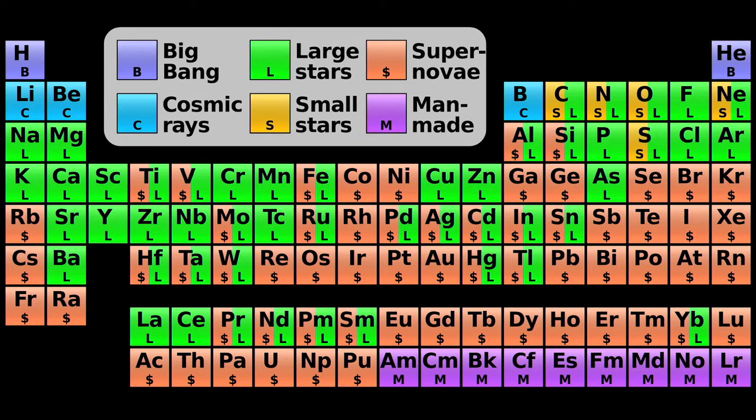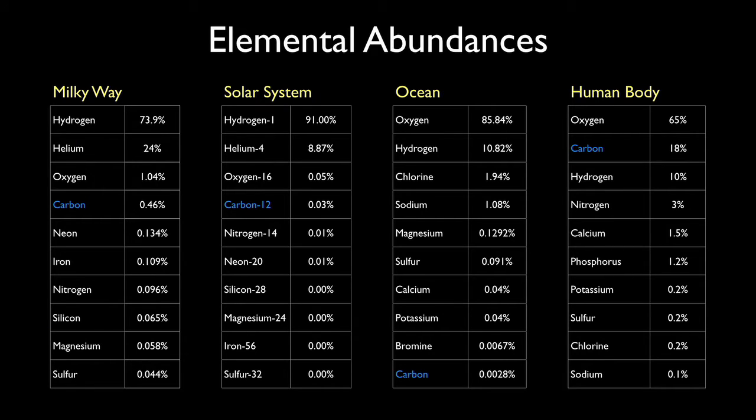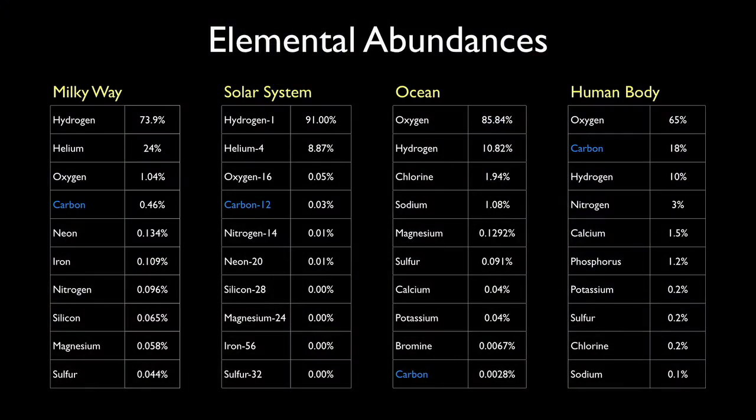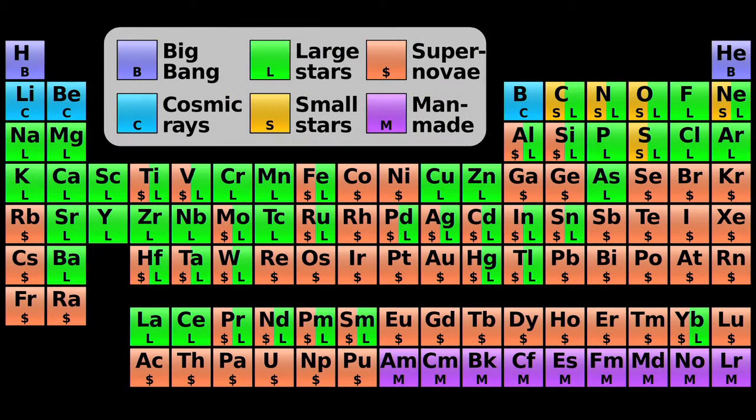I'm going to go back 1 slide because I want to look at some of the other percentages. In the solar system, it's also the 4th most abundant element, but if you look in the oceans, it's not actually a very abundant element, but in the human body, it's like the 2nd most abundant thing. 18% of your body is carbon. So it has lots of different abundances depending on where you look. But as far as the entire universe goes, about the 4th most abundant element.